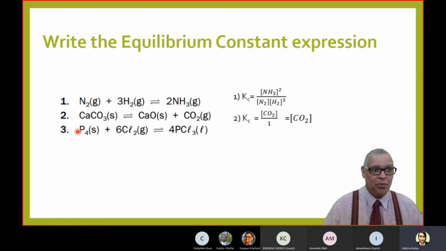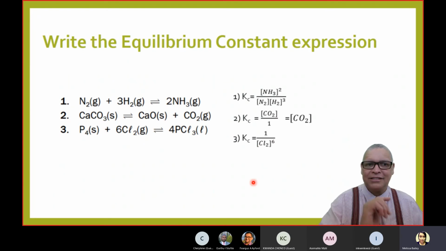Our third one, here we have phosphorus, P4, that's solid, plus 6 moles of chlorine gas goes to phosphorus chloride, PCl3, and that's in liquid format. Well, we know this gets 1 in the Kc expression. This gets a value of 1 as well. So how will we write the Kc expression for this particular reaction? Very interesting. Kc is equal to 1 over the concentration of Cl2, and that is to the 6th power. That's how we write the correct Kc expressions for those reactions. Well done.